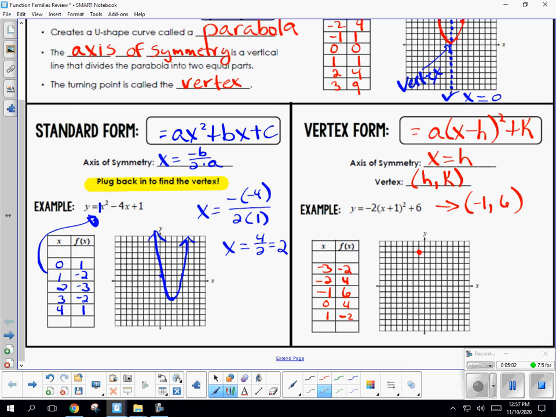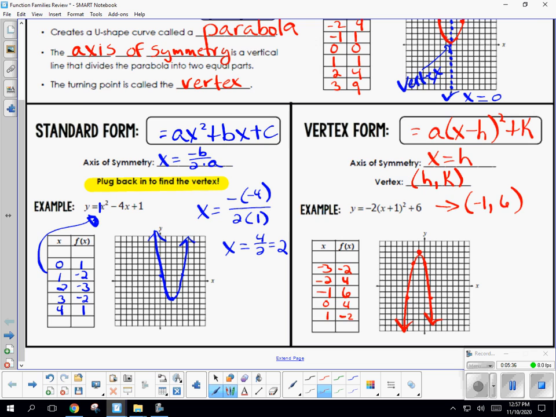There is my vertex, negative 1, 6, negative 2, here and here. Those 2 points are mirrored. And then negative 3, negative 2, here and here. And again, it is a curved line through the vertex.